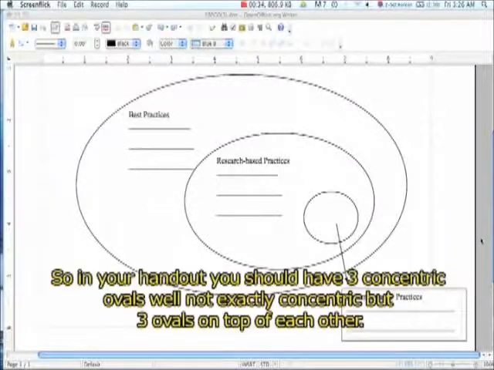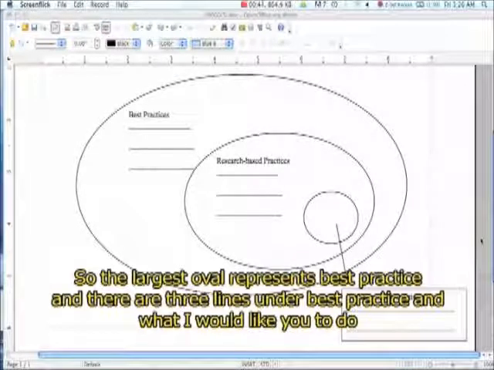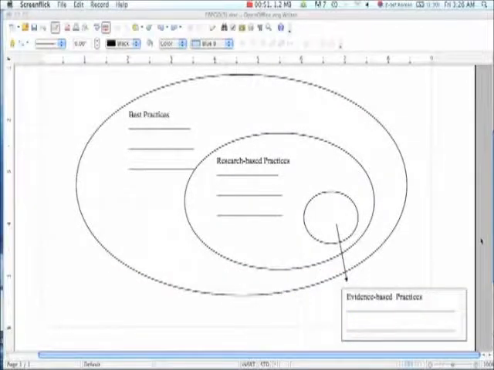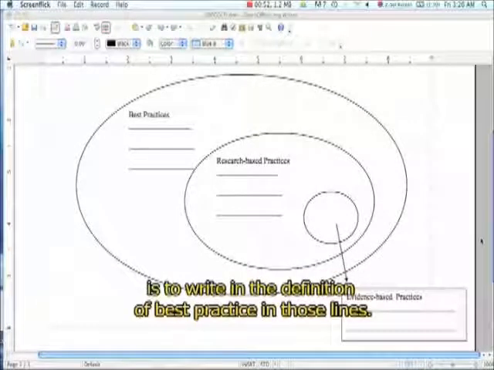And so in your handout, you should have 3 concentric ovals. Well, not exactly concentric, but 3 ovals on top of each other. And so the largest oval represents best practice. And there are 3 lines under best practice. And what I'd like you to do is to write in the definition of best practice in those lines.